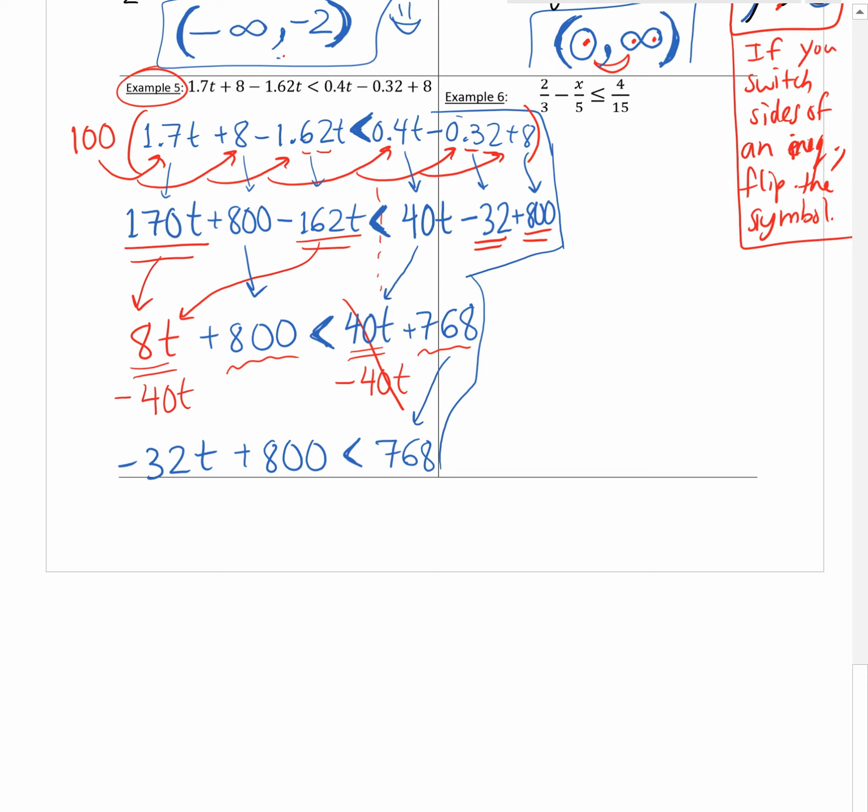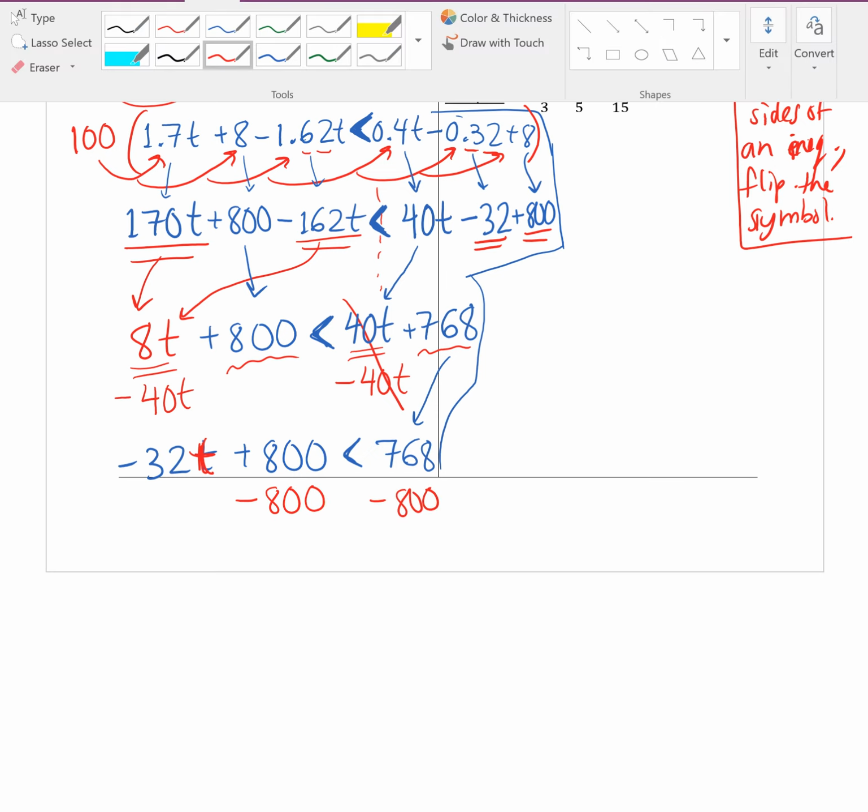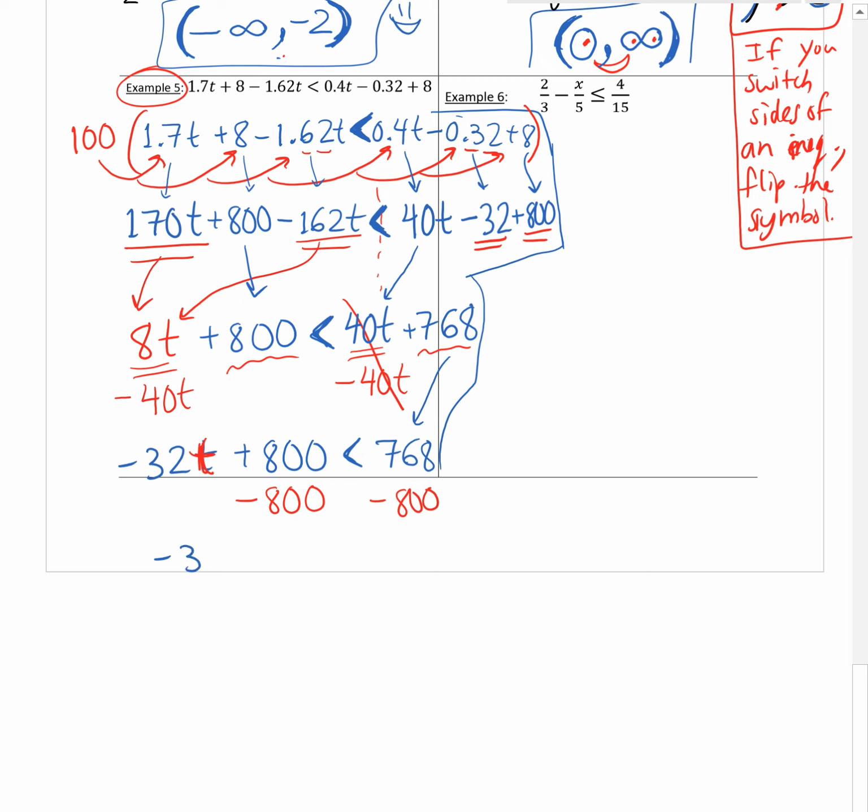All right, now if I want to isolate t, now that he's only on one side, I probably want to move this 800 over. I'm going to subtract him. All right, let's see what we have left. Negative 32t less than, yeah, I didn't multiply or divide by a negative. That would be negative, don't tell me that's 32. Is it? It is! Oh my gosh, we got so lucky.